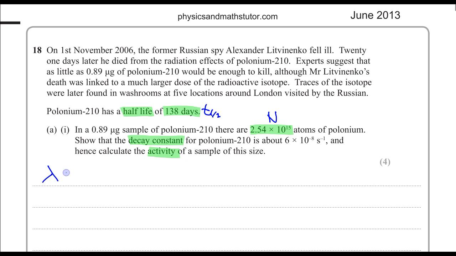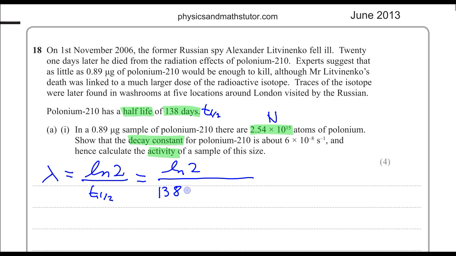And the equation for the decay constant is ln 2 over t1/2. We can put down the value for the half-life. That's 138 days, but we need to convert that into seconds. So we times by 24 hours and times by 60 minutes and 60 seconds.